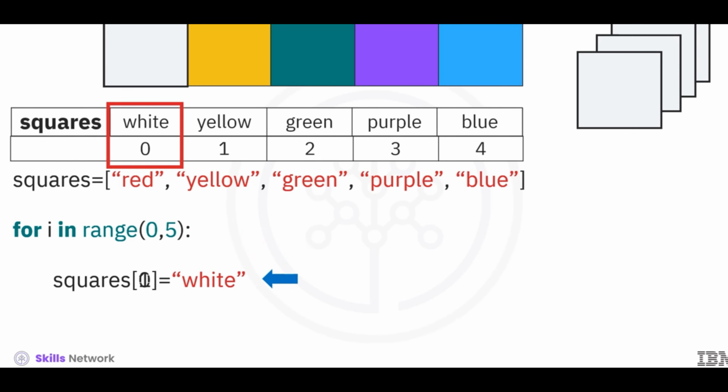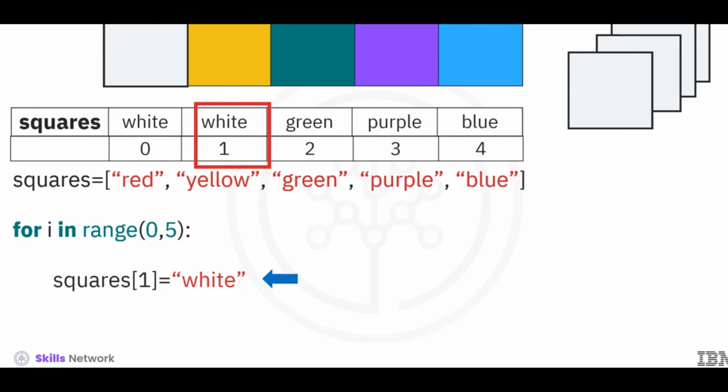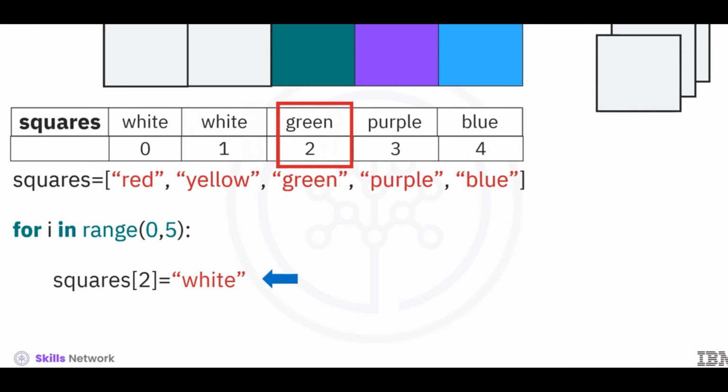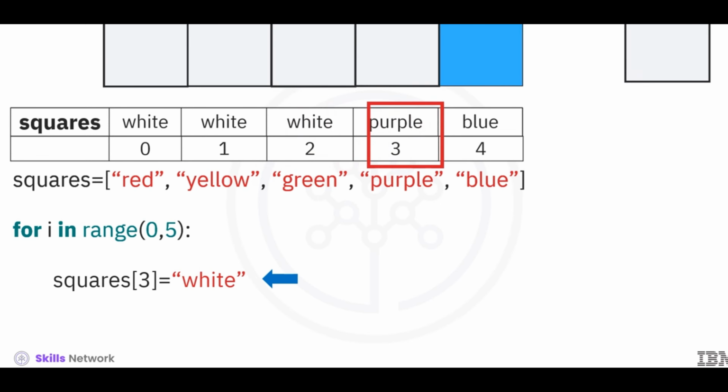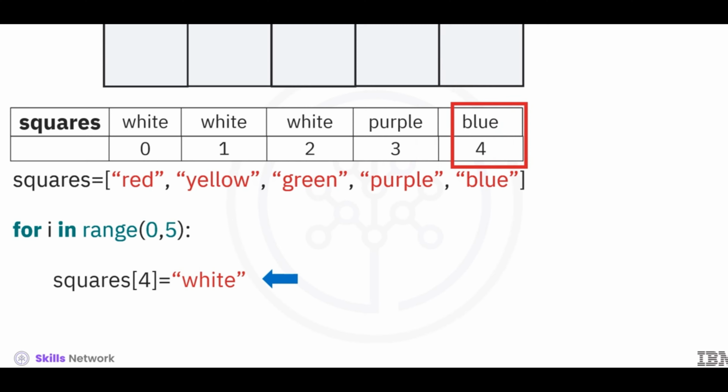When we reach the line to change the value of the list, we set the value of index 1 to white. The value of i increases by 1. We repeat the process for index 2. The process continues for the next index until we have reached the final element.